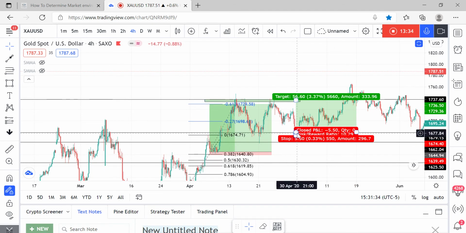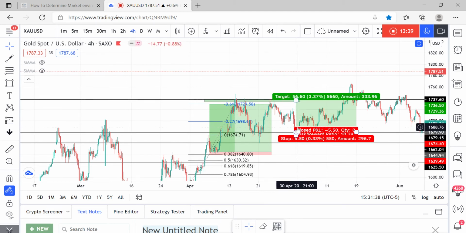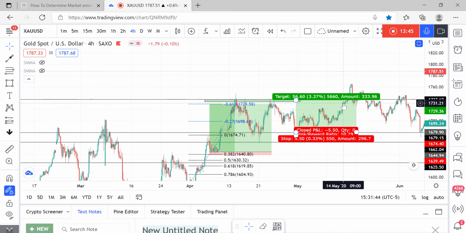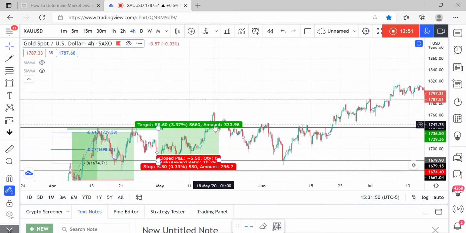And we got in, bam, after we broke that level. So we got in around here. As you see, the price would have never come back to our stop loss. But even if it did, it's only 50 pips, and we're going for a potential gain of 560 pips. So that would have been decent. As you see, it would have done that.